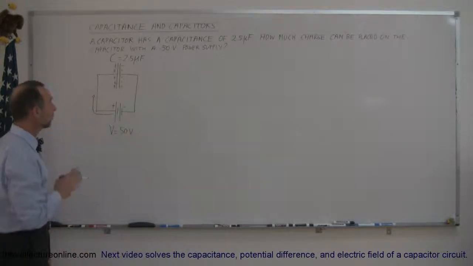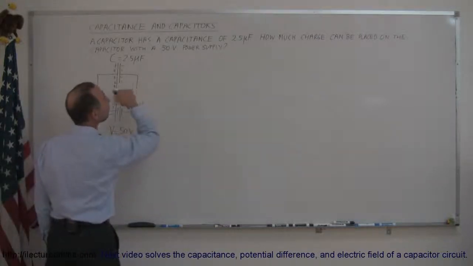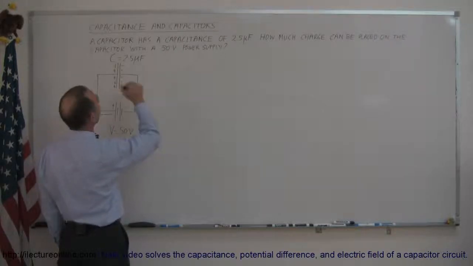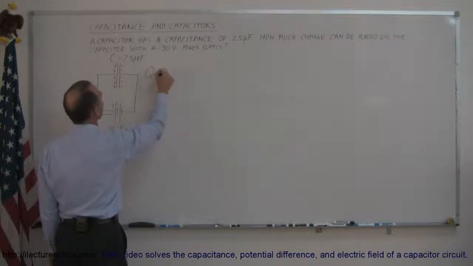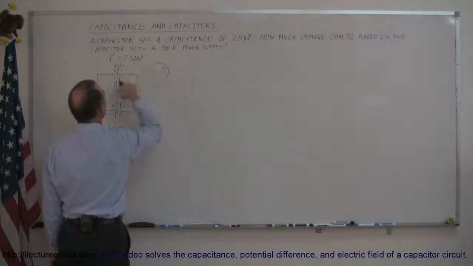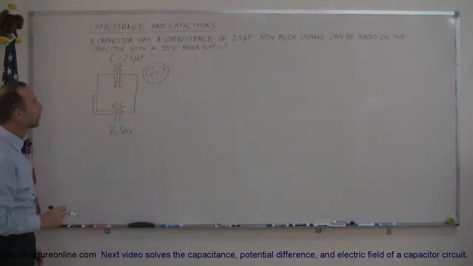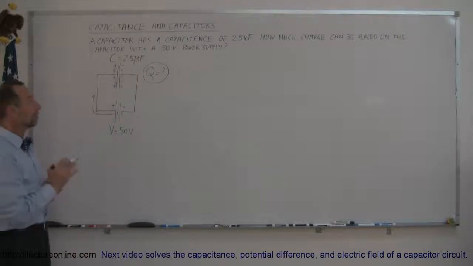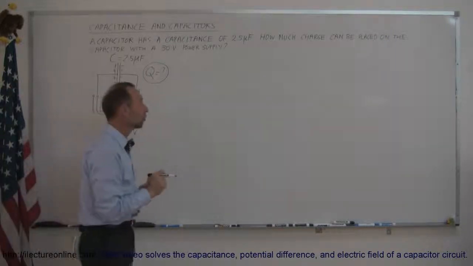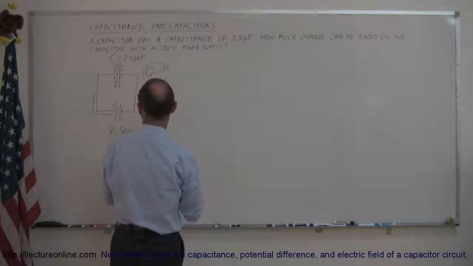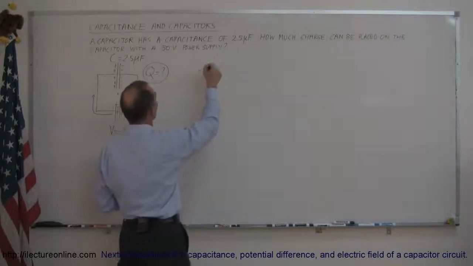And in order to find the charge, how much charge can be placed, that's what we're looking for. How much charge can we place onto this capacitor? Then we can find that in two ways. We can find it by using the equation. Actually, there's only one equation that will help us find this one. So let's try this one.